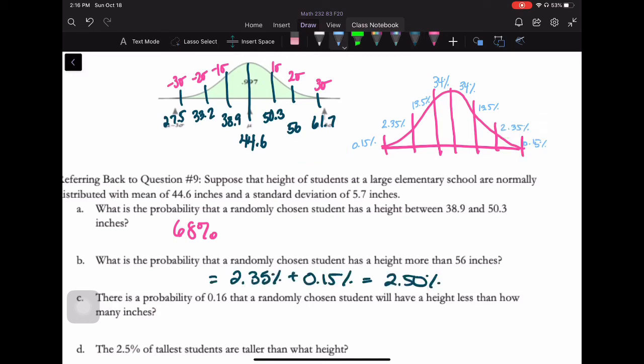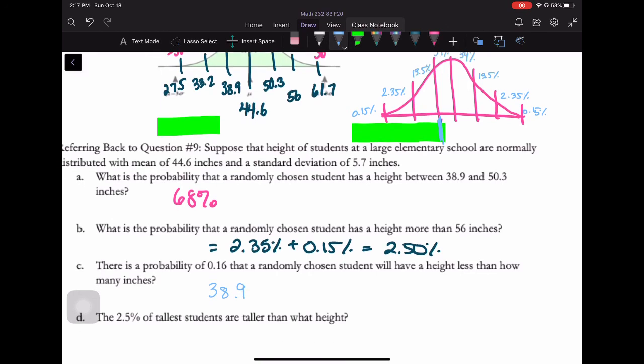There is a probability of 0.16 that a randomly chosen student will have a height less than how many inches? Less than means that I start over here and I'm going up to what value? Well, I start at 0.15. 0.15 plus 2.35 is 2.5. 2.5 plus 13.5 gives me 16%. So I need to figure out what this value is right here, which is 38.9.